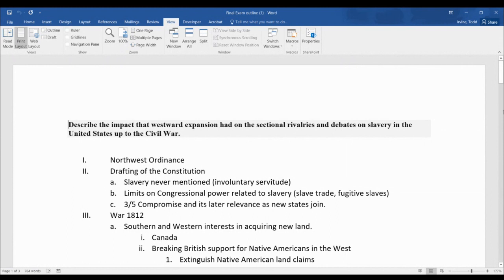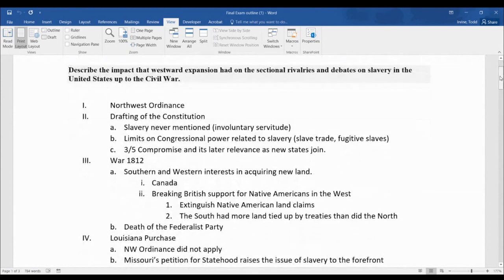Okay. First off, we don't have to go back to the colonial stuff. The exam question does ask about slavery in the United States up to the Civil War, right? Specifically, you want to look at the impact that westward expansion had on the sectional rivalries and the debates on slavery in the U.S., right? Again, up to the Civil War. And so we don't really have to do the colonial phase because there is no United States until we get done with the revolution, or actually in the midst of the revolution, I should say. Right.